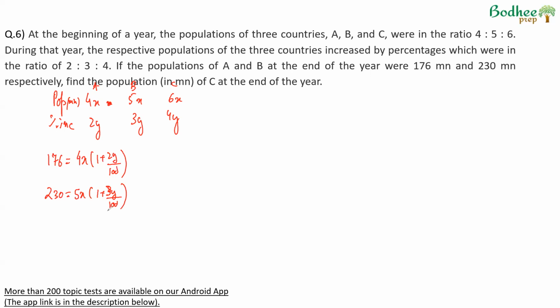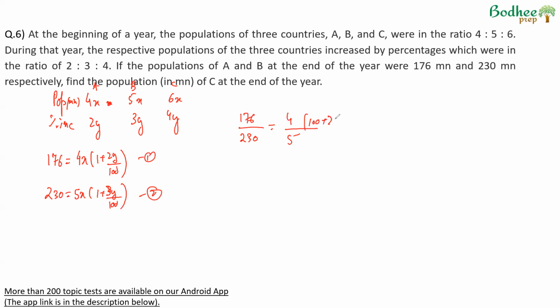We have two equations in x and y which we can solve. Suppose this is equation 1, this is equation 2. Dividing equation 1 by equation 2, 176 by 230 is equal to 4 by 5. X and x cancel. Now this can be written as (100 + 2y) upon 100 and (100 + 3y) upon 100.